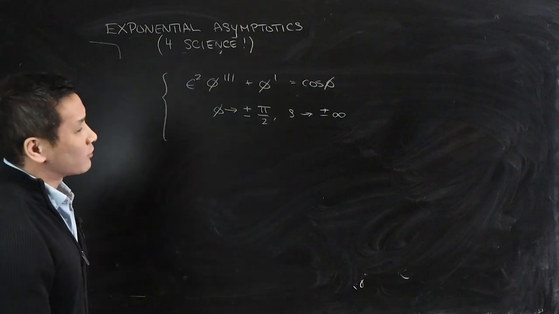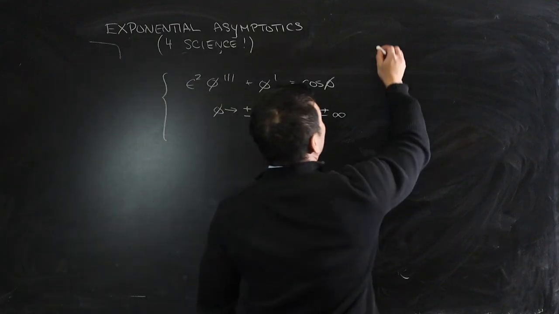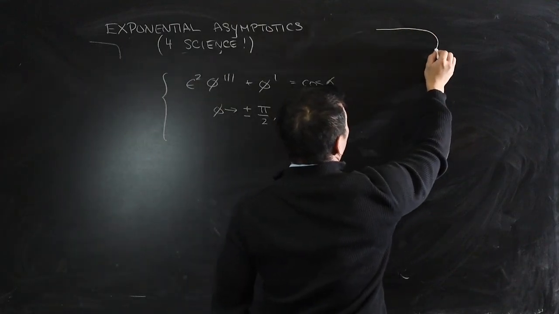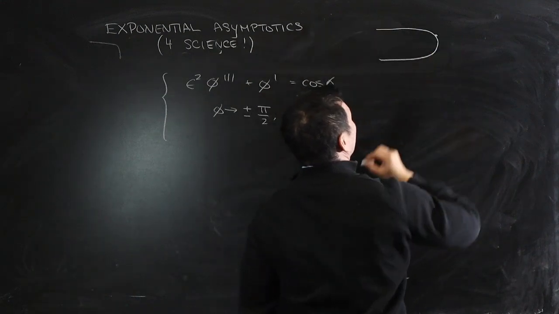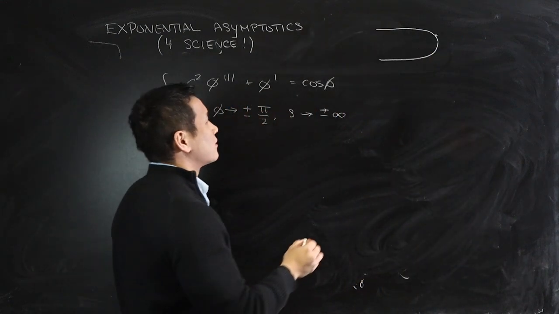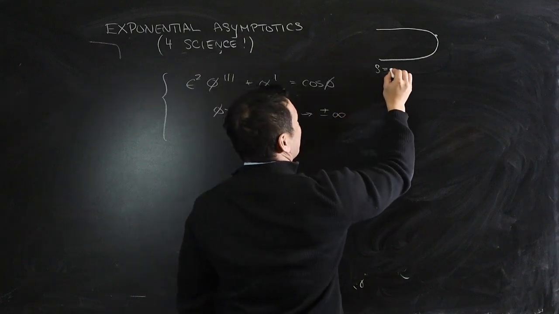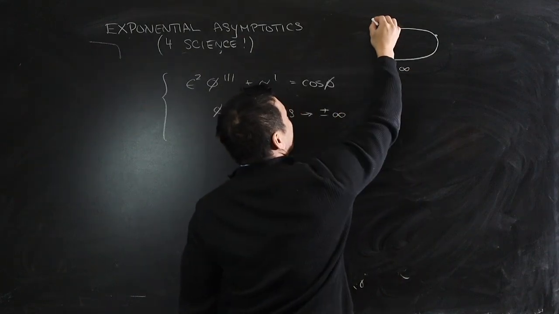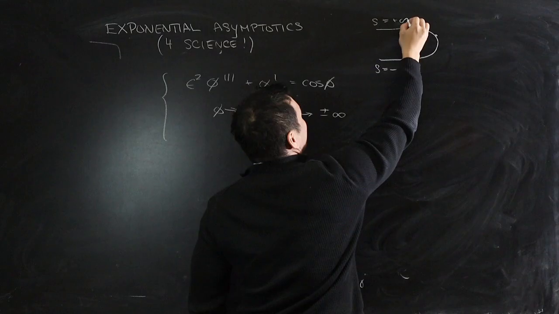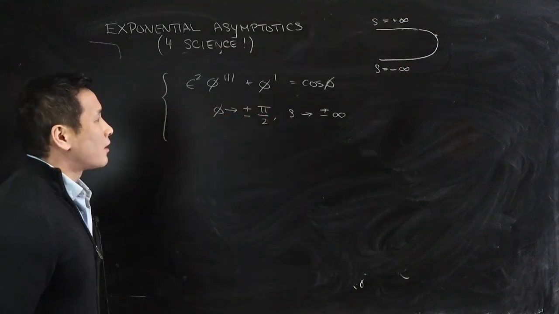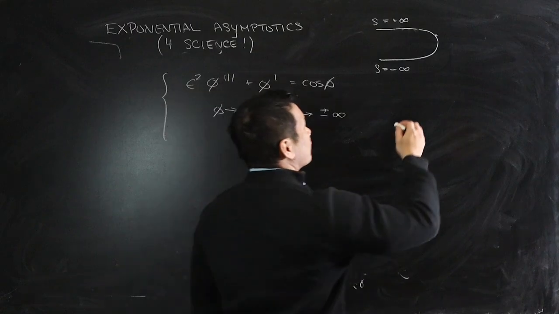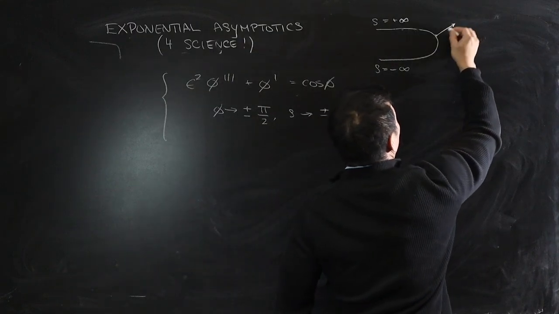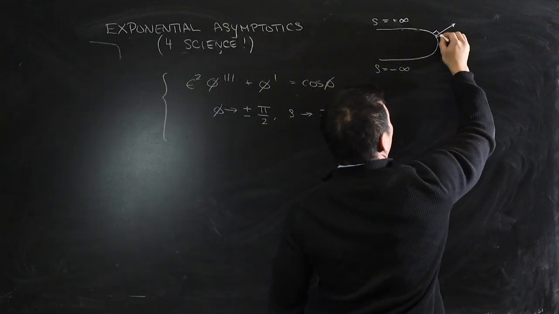The situation that we're trying to model is this tip of a snowflake, for which if I take a point along the interface, S is the arc length parameter, so S is equal to minus infinity on the bottom and S is equal to positive infinity at the top. And phi is the angle that the normal of the interface makes, so this is the normal here, with the x-axis.